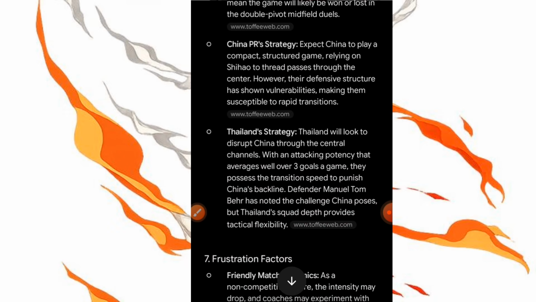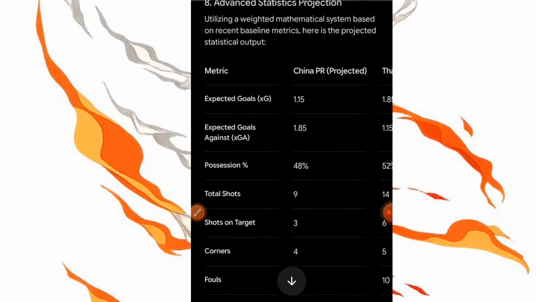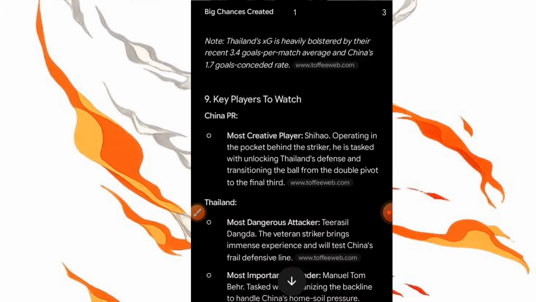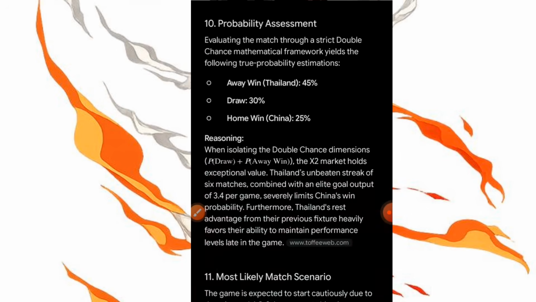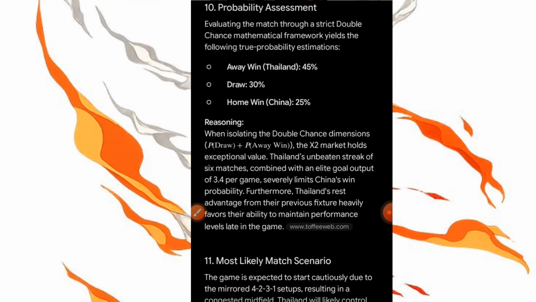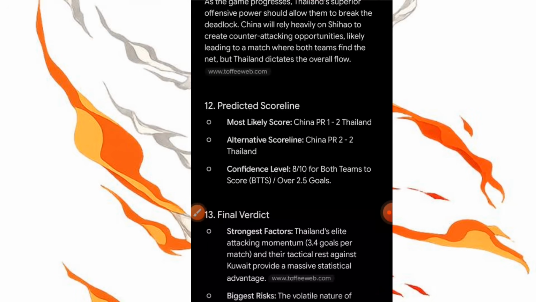But if you want to move further into getting data on possible lineups, fatigue factors, advanced statistic projection, I know that it's very, very difficult for us to do that. The big chances, many factors like that, the key players to watch, and the probability assessment. The probability assessment can actually be gotten from all these bookmakers and the predicted scoreline. So this particular model evaluated all the data that it could get and concluded at a particular projected scoreline.